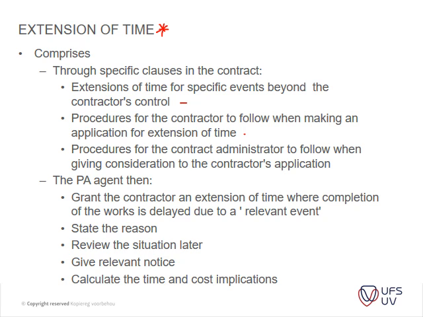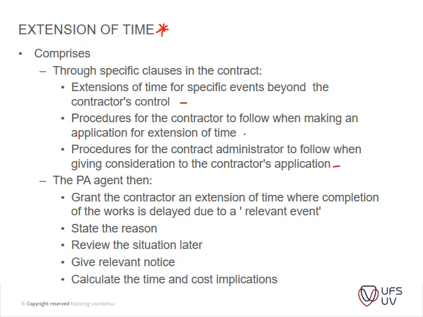Okay, he has to give notice at least. Then the procedure for the contract administrator to follow when giving consideration to the contractor's application. Okay, so there are procedures for how to claim for it, and procedures for how to accept or reject it. Okay, so please don't only learn these three bullets, just read through the sections later on. I want you guys to please read through 16.9 for me to get background, so that you can actually extensively discuss the items that are listed there.